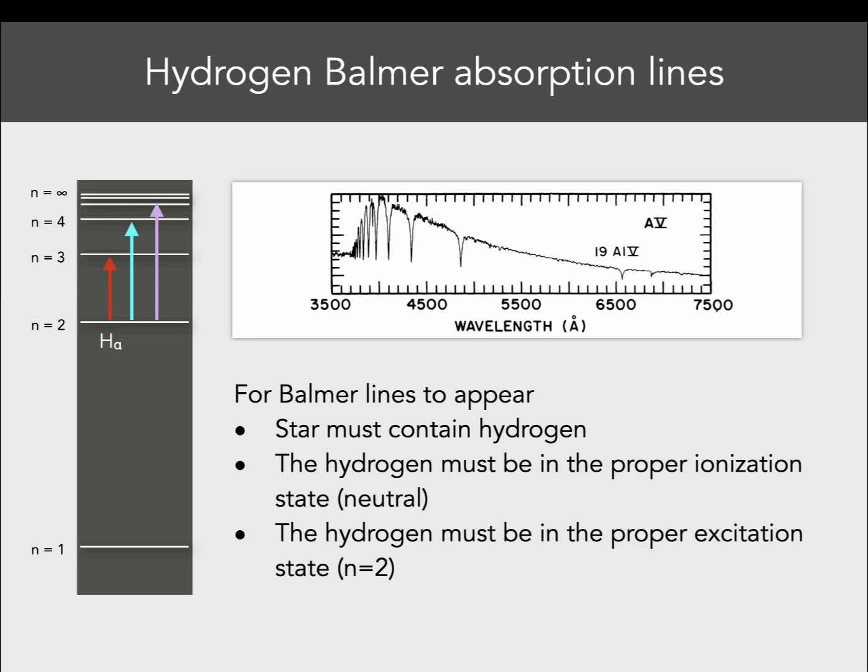And then for an absorption line to form, it also has to be in the right excitation state. So with hydrogen, to get these Balmer lines to appear, you already had to have an electron sitting in that n equals 2 state, just waiting there for a photon to come along so it could absorb the photon and get kicked up to an even higher state. So all three of these things must be true. Now, you don't have to have all of the hydrogen being in the proper excitation state. You just have to have some hydrogen in the star being in the right excitation and ionization state.